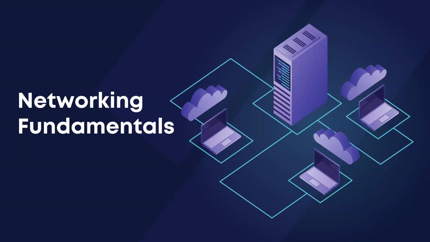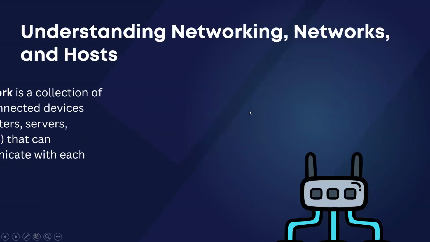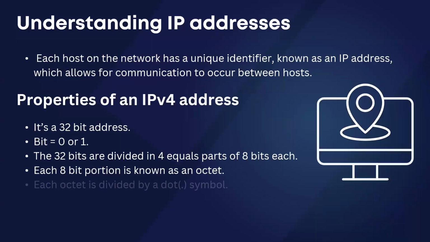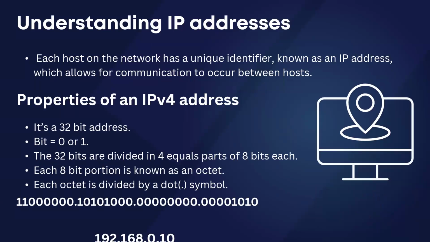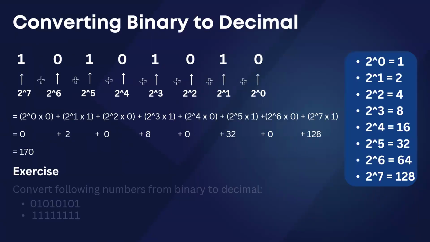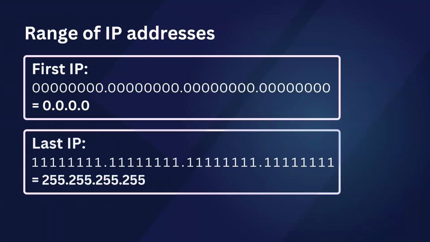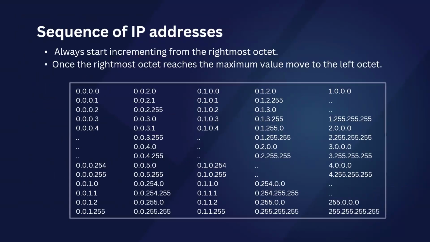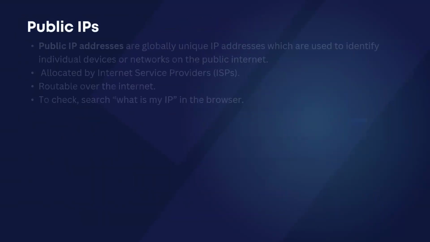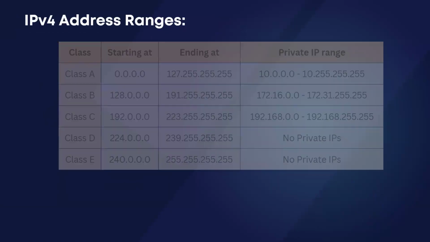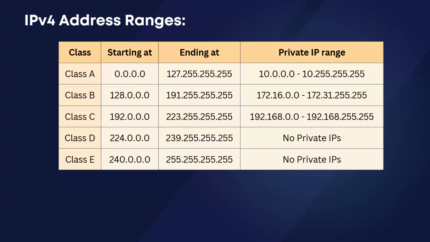And yesterday, we covered very basic networking fundamentals, like what networking is, what networks are, what hosts are, what IP addresses are, what IPv4 addresses specifically are, and what the properties of IPv4 addresses are. We covered how to convert a binary number to a decimal number, and from this conversion, how to get the first IP, the last IP, the total number of IP addresses, the range of IP addresses, the sequence of it, and the categories in them. We have covered what public and private IPs are. Today we'll be covering what classes are: what is class A, class B, class C, D, and E, respectively.